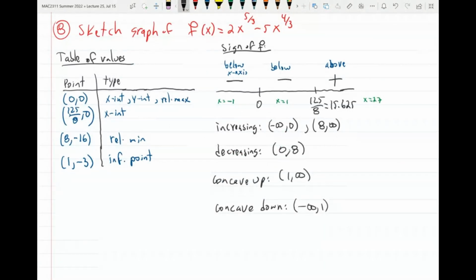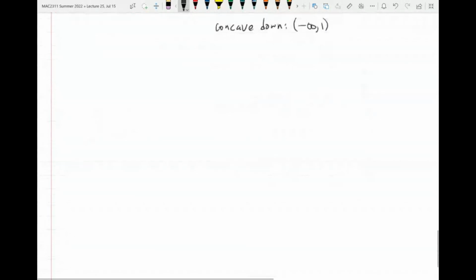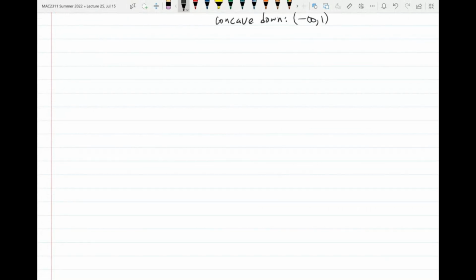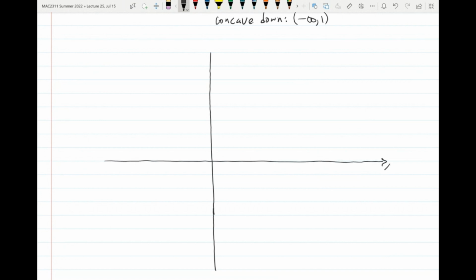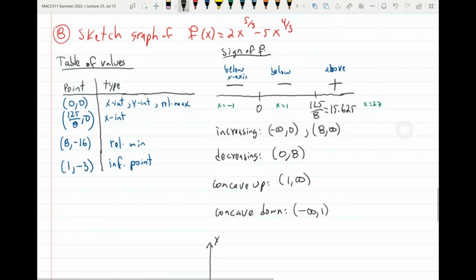Okay, so let's see. Let's graph. Now, I don't need to scroll all the way. I just have to scroll a little bit. Okay, so now here I'm gonna do a big graph so we have space for everything, and also try to have a reasonable scale if possible. And my scale is not gonna be, we'll see, because remember this 125 over 8, that was 15.625, so we have to go all the way to 15 and so on.